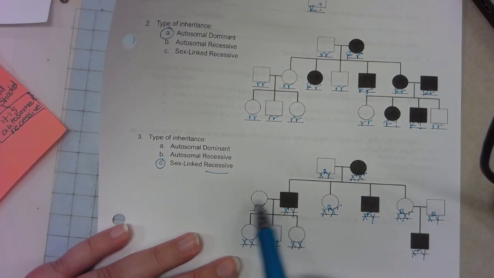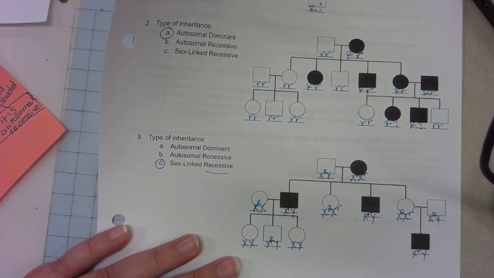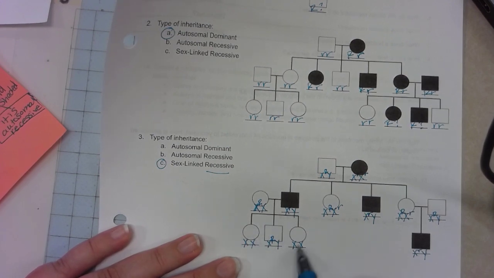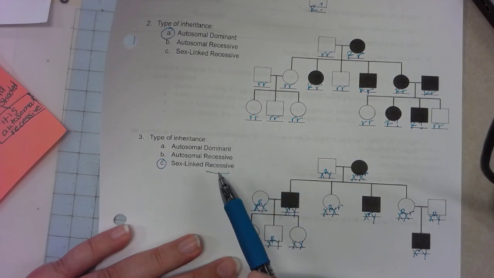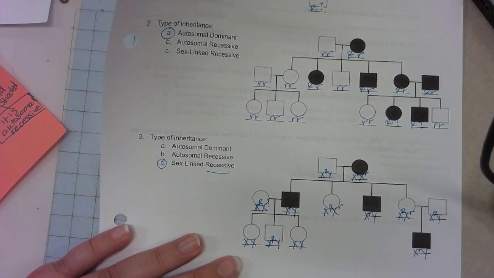This woman over here who married in, we know that she has to have at least one X big R because she is not shaded in, so she has the dominant trait. However, because she does not have any children that have the recessive trait, we don't have any information about her parents above her, she's going to have to be X big R, X question mark.